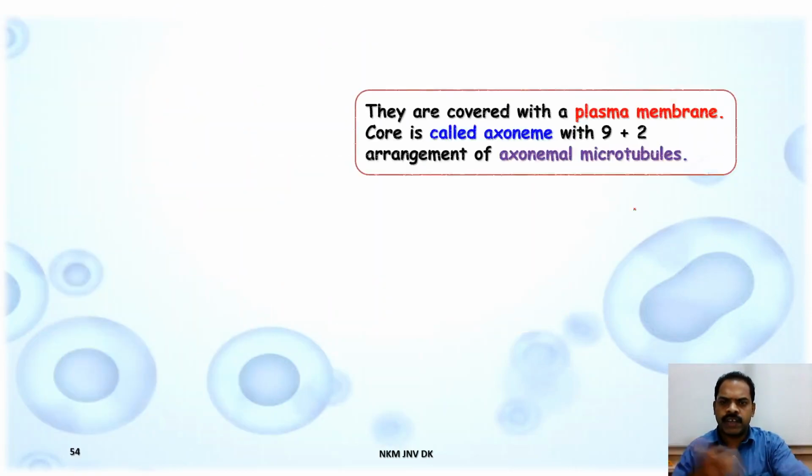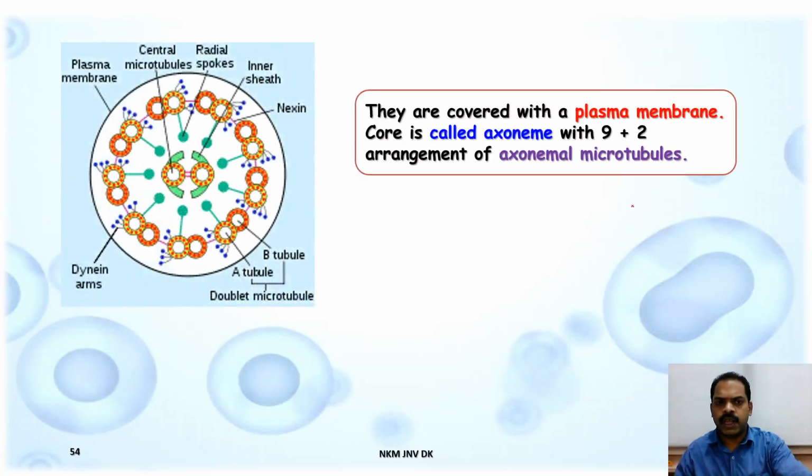Next we can see that the internal structure of the cilia and flagella are both similar in internal anatomy. We are not going to study the details of the cilia and flagella ultrastructure. They have a plasma membrane covering, and the core is called the axoneme. You can see the core axoneme has a 9+2 arrangement of microtubules.